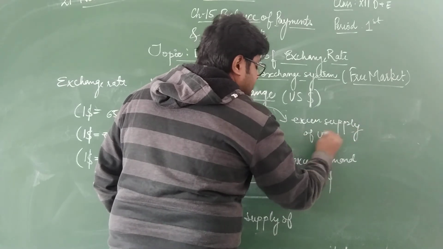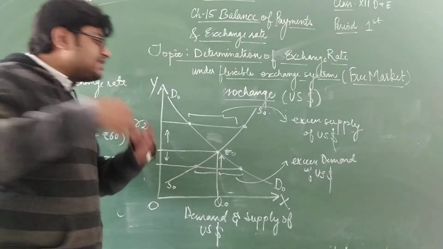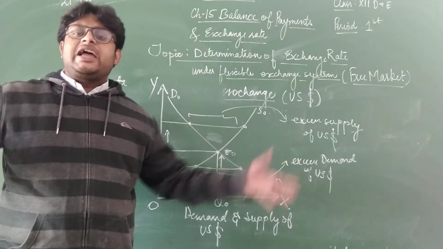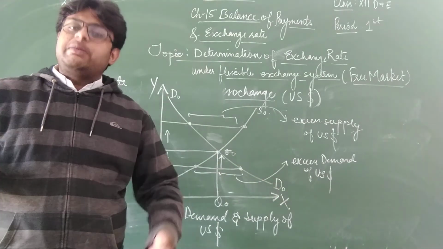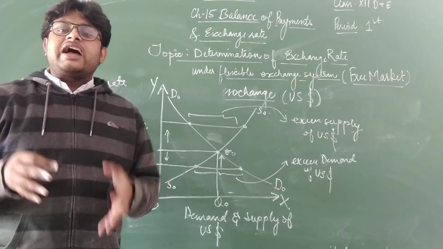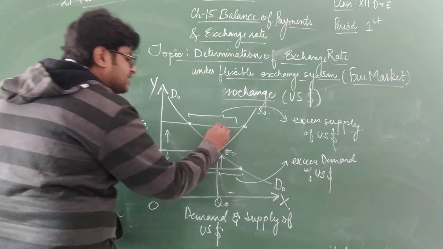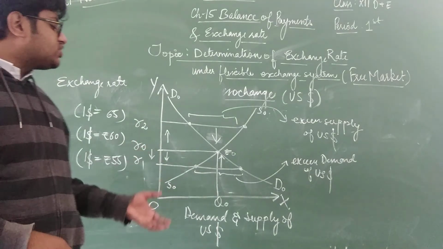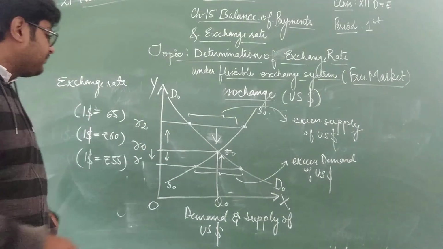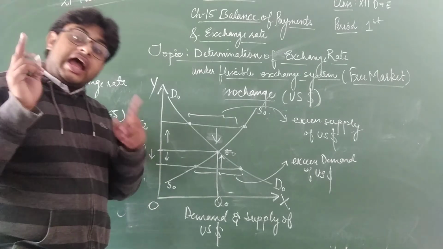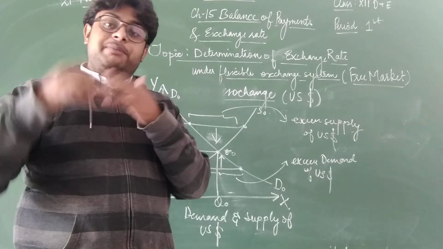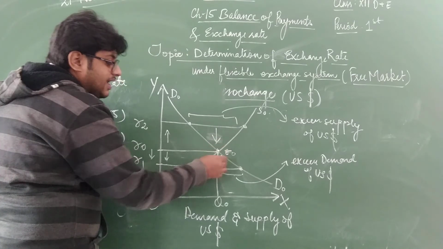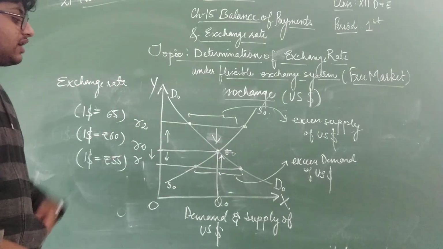of US dollars. So when there is excess supply of US dollars, तो जब भी किसी चीज की सप्लाई बहुत ज्यादा हो जाती है तो उसकी वैल्यू कम होने लगती है. Alright, the value of that particular thing starts depreciating. So in this situation, the value of the US dollar will start depreciating against the Indian rupee, and the value of the Indian rupee will appreciate. And it will fall till the equilibrium is restored again.